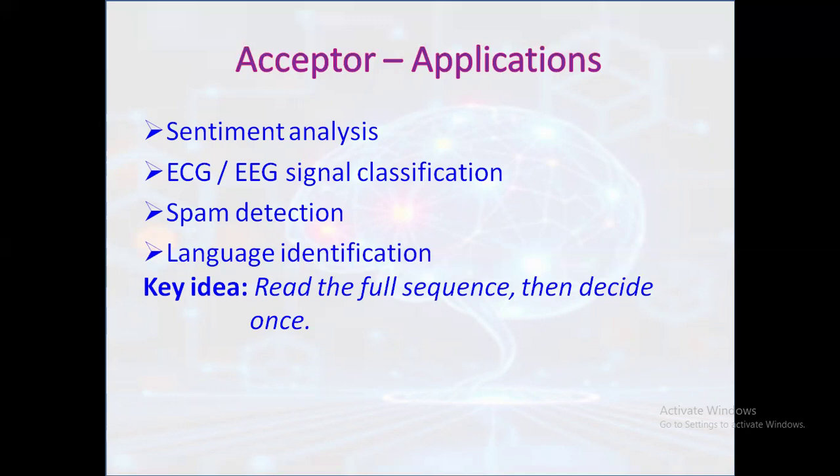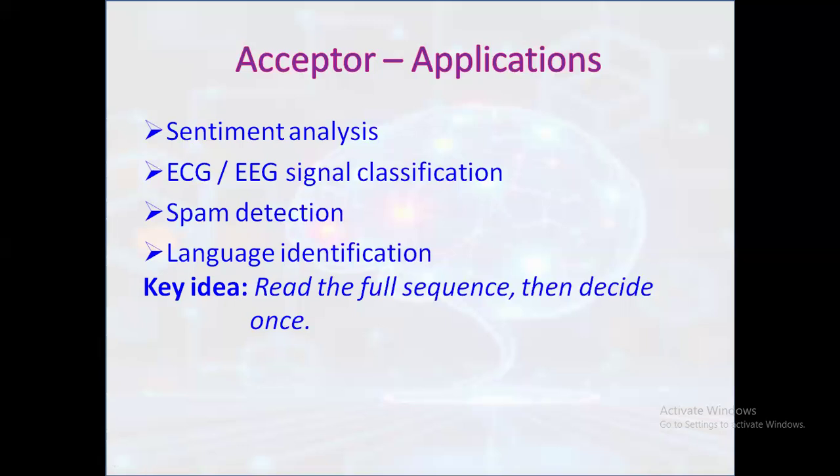If you take one example, I read a full movie review from start to end. Only after finishing reading, I decide whether the review is positive or negative. I don't decide after each sentence. I decide once at the end. The real world examples are sentiment analysis and ECG signal classification: after going through all the tests, finally we give only one output, whether it is a normal case or an abnormal case.